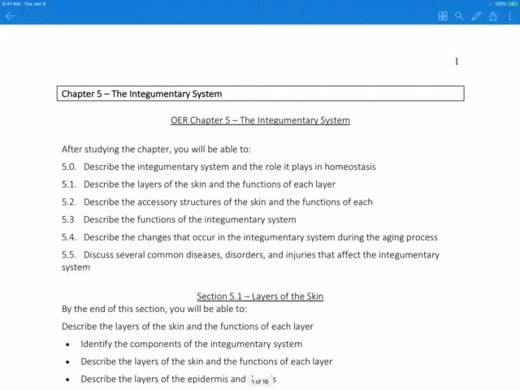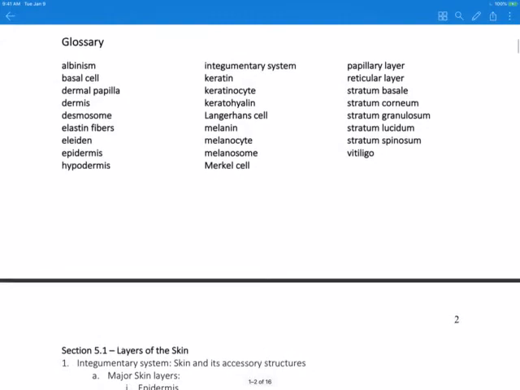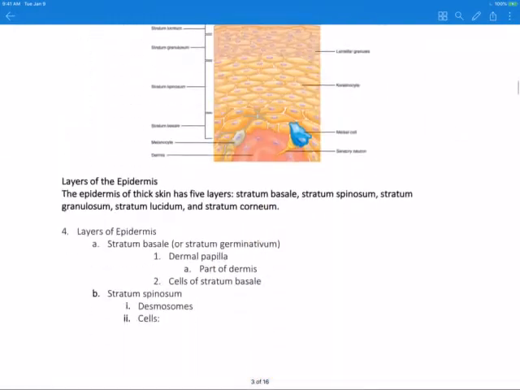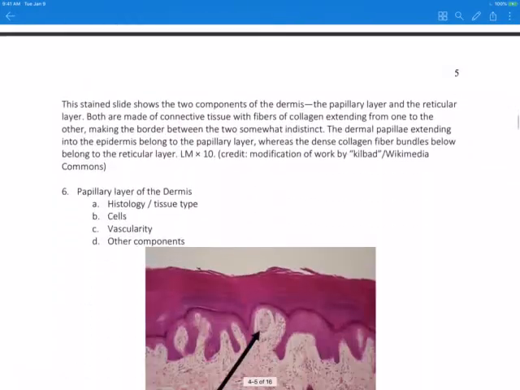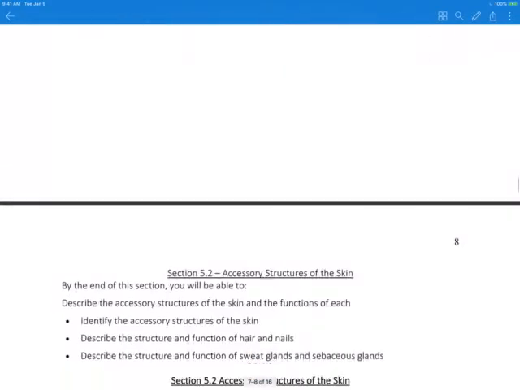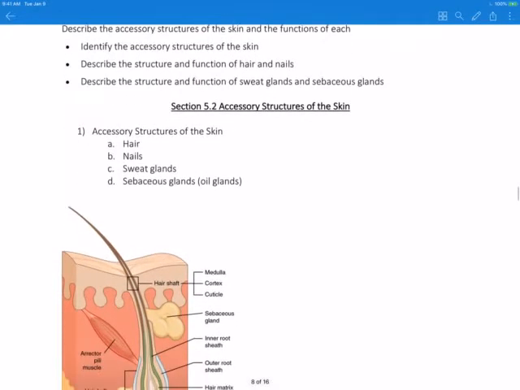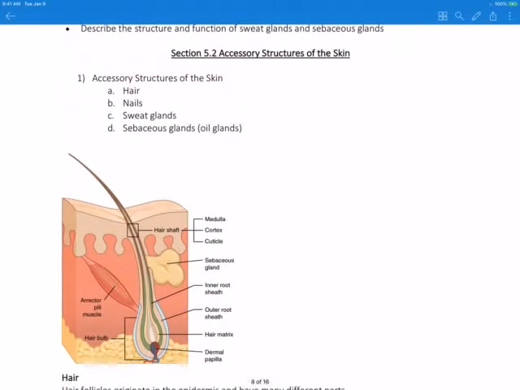Okay, so specifically in section 5.2, we talk about the accessory structures of the skin, which are hair, nails, sweat glands, and sebaceous glands. The sebaceous glands secrete sebum, or oil, and the sweat glands are called sudoriferous glands. And I'm not going to go into a lot of detail here.